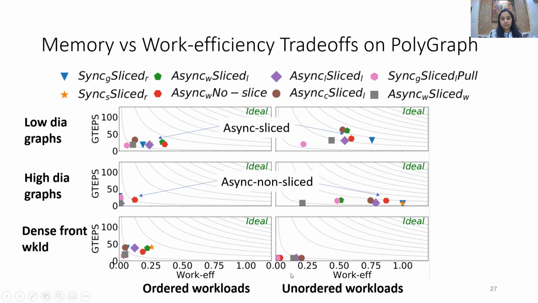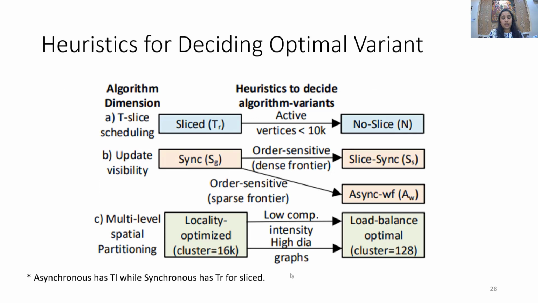For the dense frontier workloads, the active vertices are generally high during execution, and because of this, memory efficiency also becomes a critical factor, and we find that slice synchronous performs the best because it balances memory and work efficiency better. Overall, we propose a simple heuristic tree-based approach that can accurately predict the better algorithm variant for the given inputs.